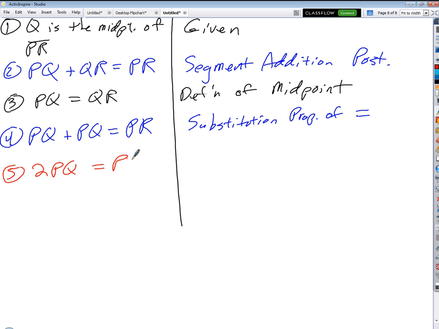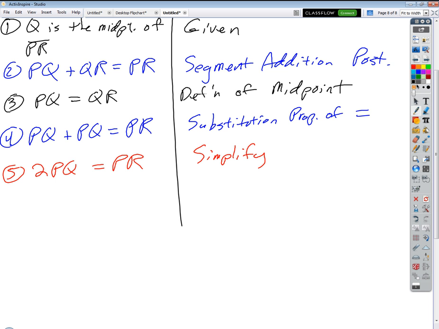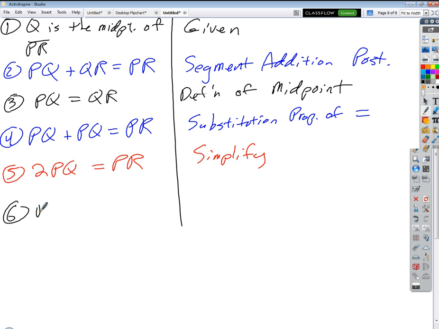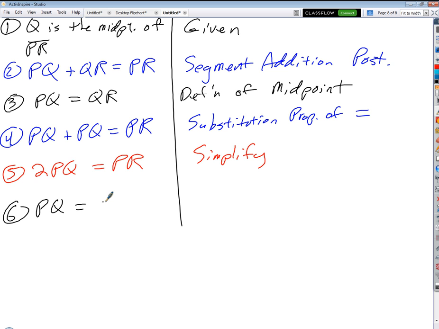2PQ equals PR. Now, what's our rationale for that? Just simplify. That's all we're doing, right? We didn't change anything. We just made it look prettier, right? And then, last step, almost, I guess, kind of the last step. Divide both sides by 2, and we get PQ equals 1/2 PR.